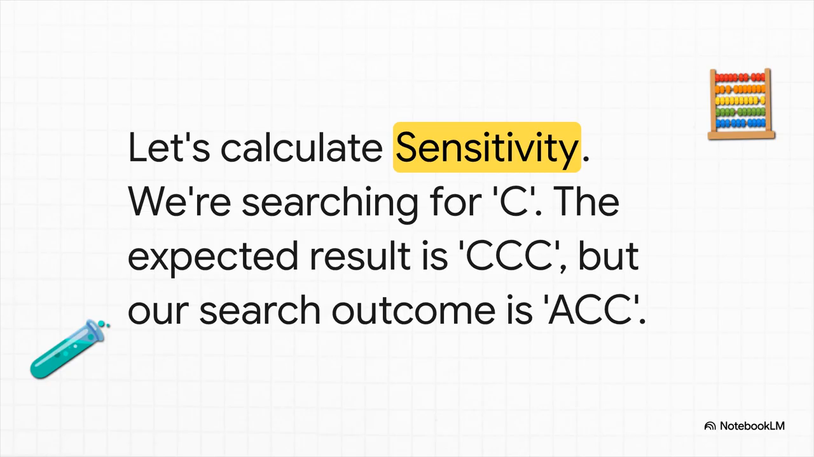It comes back with ACC. Let's calculate the sensitivity, shall we? First thing we need is the number of true positives. Well, our result, ACC, has 2 C's in it that are correct, so our true positives count is 2.